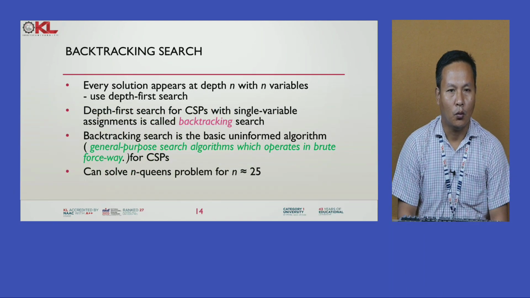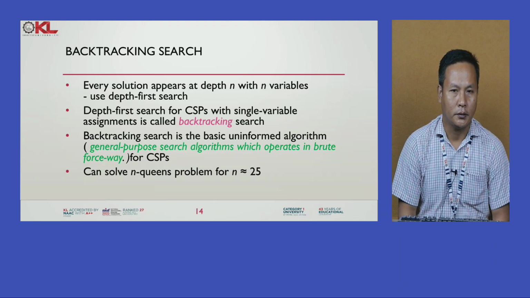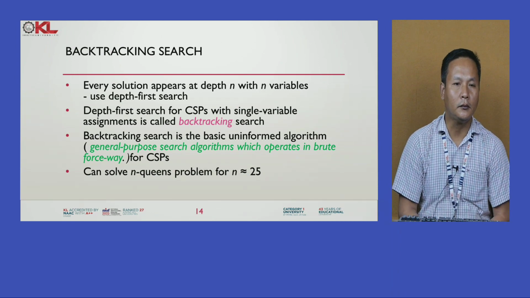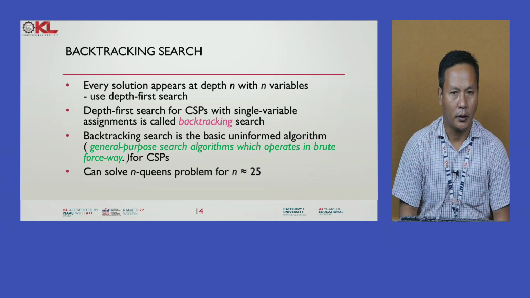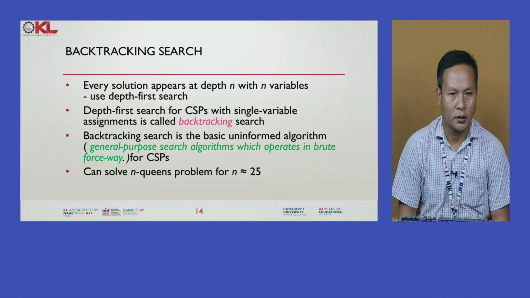Backtracking search. This is one of the famous techniques for constraint satisfaction problems. Let us start with some important characteristics of backtracking search. The first one is that a solution appears at depth n with n variables. The number of nodes is n, and the depth is at level n. We use the depth first search technique, which is a famous technique applied in backtracking search.